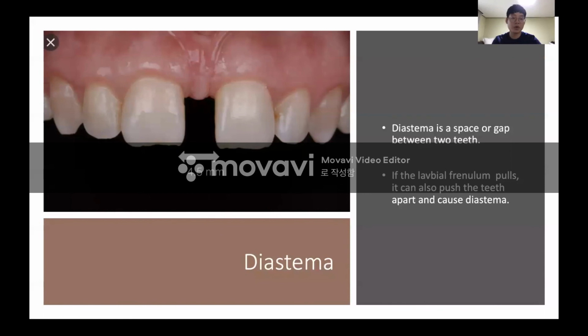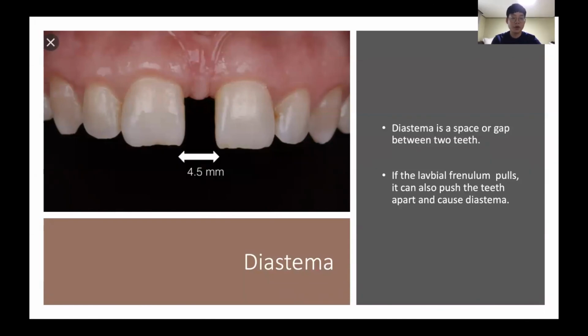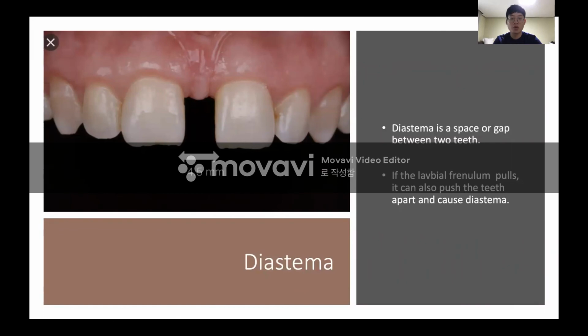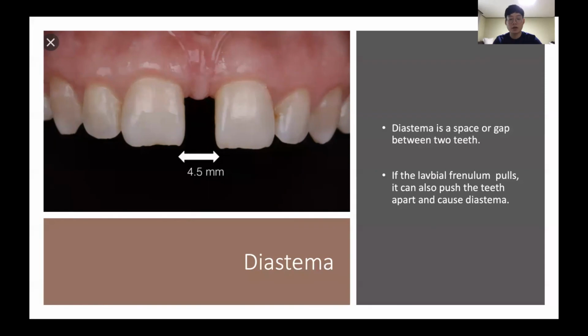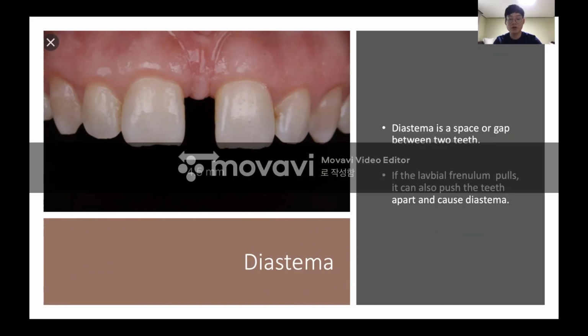Now we have known about frenectomy and gingival recession, we have to know about diastema. Diastema is a space or gap between two teeth, and diastema is primarily caused by imbalance in the relationship between the jaw and the size of teeth. And if the labial frenulum pulls, it can also push the teeth apart and cause a diastema between the center of the two front teeth.